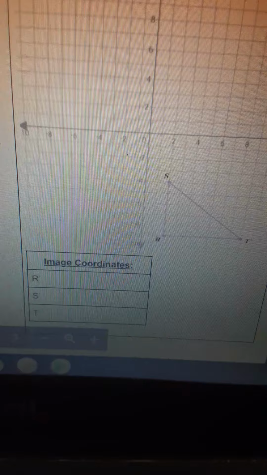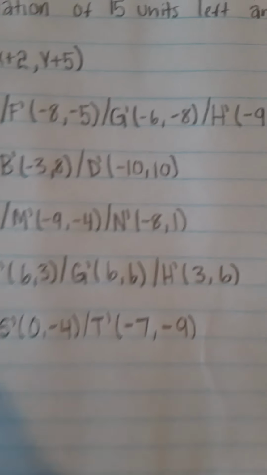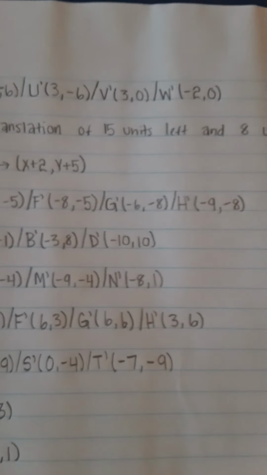Write the coordinates of the vertices after reflection across the line x equals 1. So that line's going to be right here. Again, I would do it, but it would take too long for the video, so I'm just going to say it. R prime 0, -9, S prime 0, -4, T prime -9, -9. I mean -7, -9.